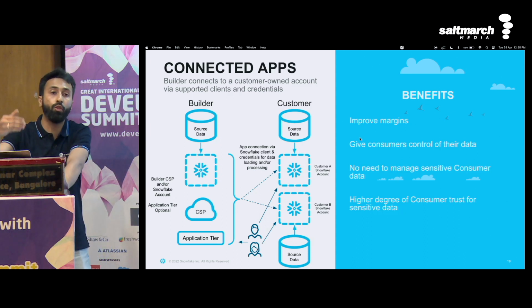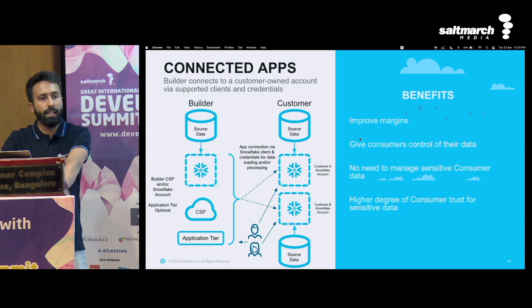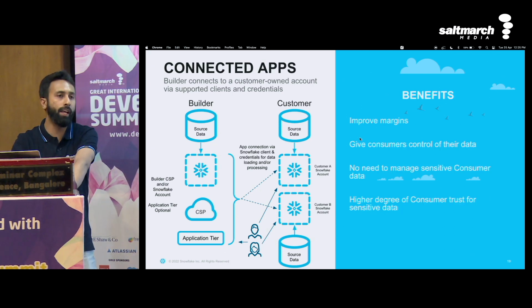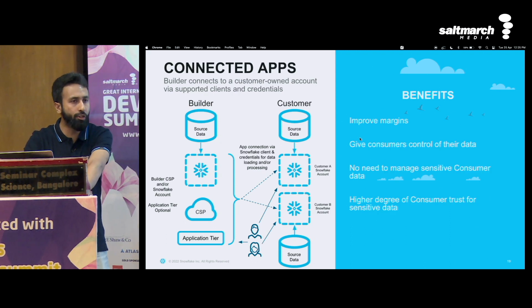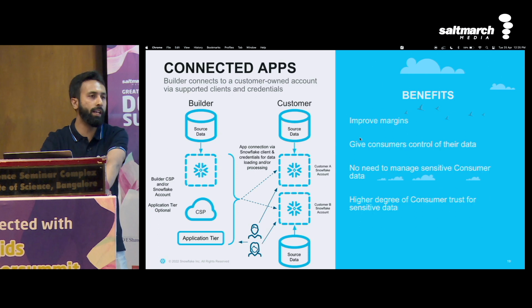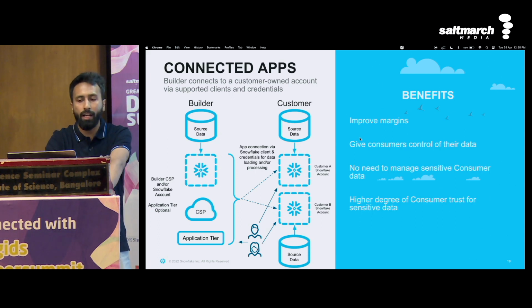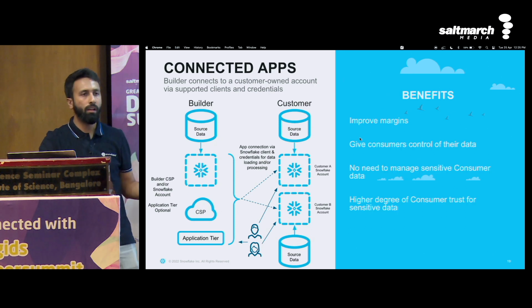Moving on, we have connected applications, and again, you can improve margins. You can give consumers the control of their data, because in connected applications, your customer is going to be holding the source data. They are going to be offering you as a builder credentials. You would go then inside their environment and then work an application out, and you don't have to worry about managing sensitive data. PII, PHI data is something that you don't have to worry about because the customer has the hold of it. The customer is managing it. And this allows you to build a higher degree of trust.